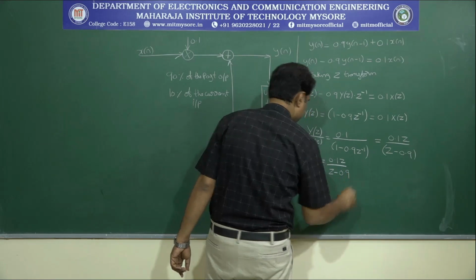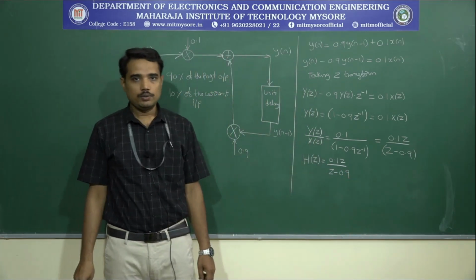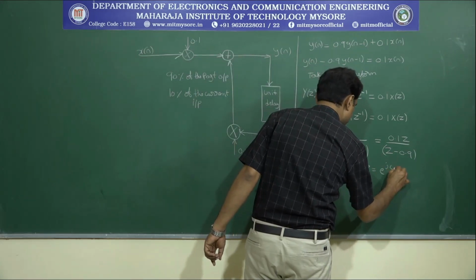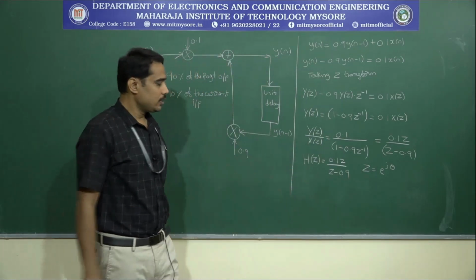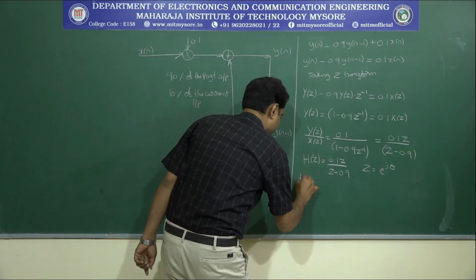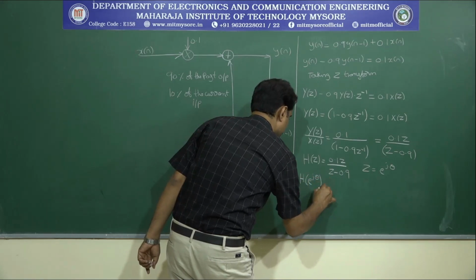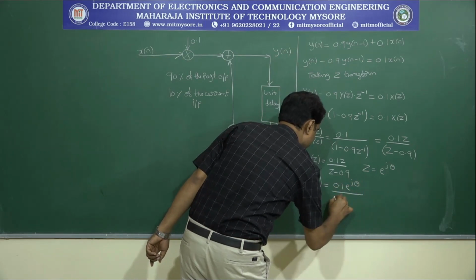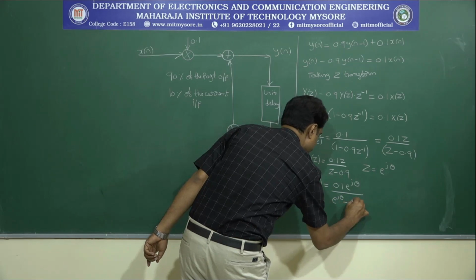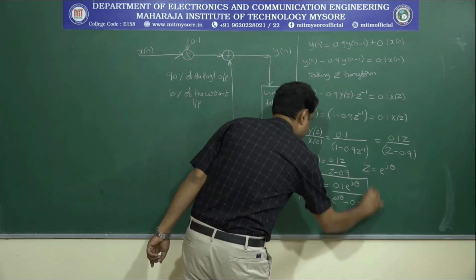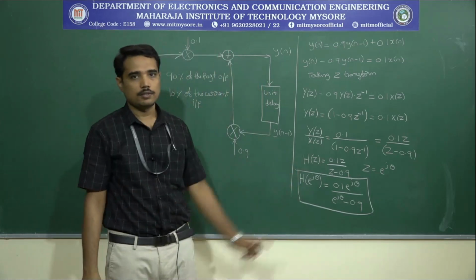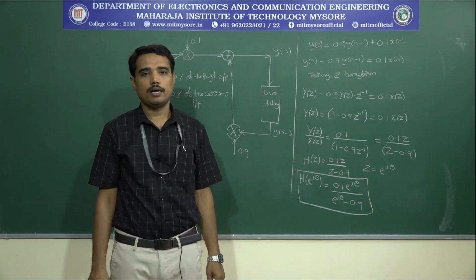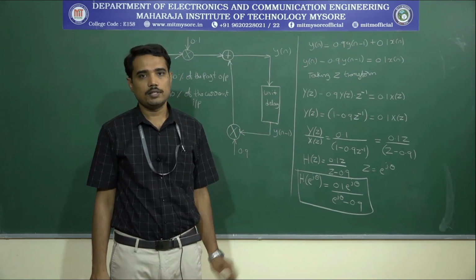Now if you substitute the value of z is equal to e power j theta, then I can write H of e power j theta is equal to 0.1 times e power j theta upon e power j theta minus 0.9. This is the required transfer function. Now in the next step we have to plot the magnitude response and phase response for this IIR filter.